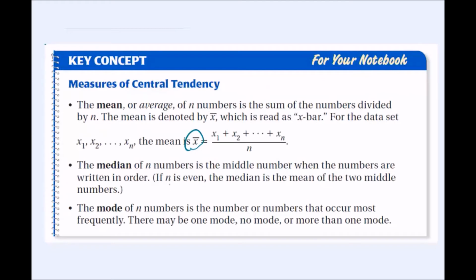The median of n numbers is the middle number when the numbers are written in order. So if they're not in order, you can't find the median. And if there's an even number of numbers, the median is just the average of the two middle numbers. The mode is the number that shows up most frequently. There can be one mode, no mode, or more than one mode.